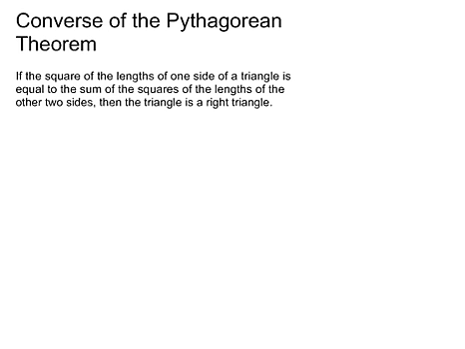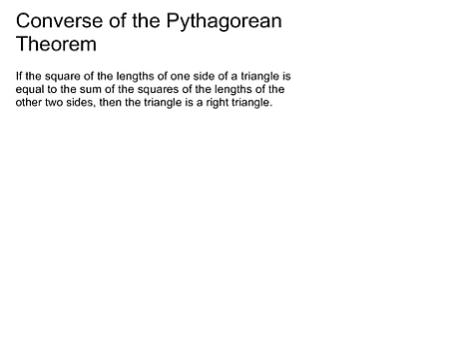Now, the converse of the Pythagorean theorem states: if the square of the length of one side of a triangle is equal to the sum of the squares of the lengths of the other two sides, then the triangle is a right triangle. I know a lot of you are reading that and listening and thinking, what is different?